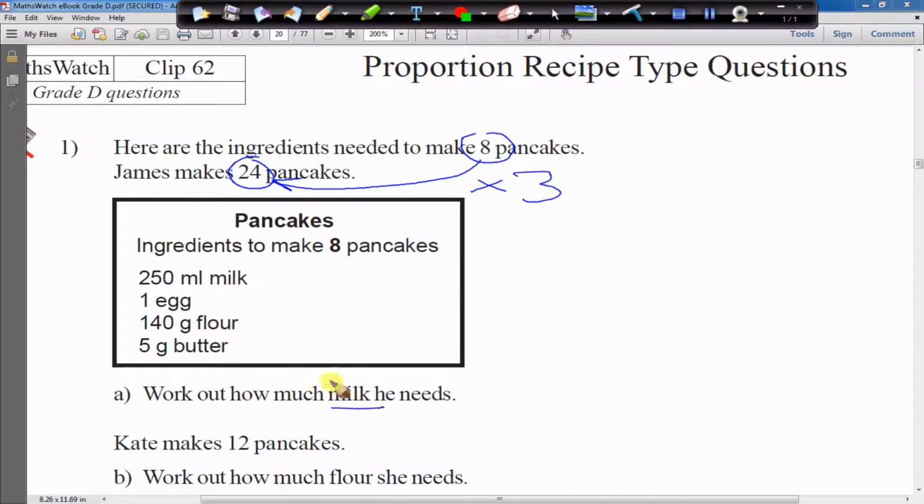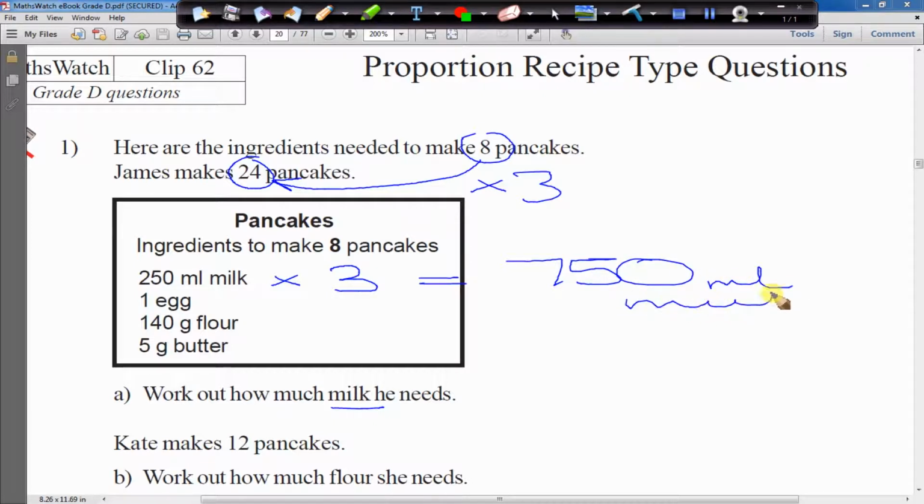So if you're making 3 times the number of pancakes, we need 3 times the number of ingredients. So the milk was normally 250. We have to now multiply it by 3. And that will give us how much will be the new milk? 750 milliliters of milk. Okay? Right. That's the answer for part A. Next one. So if we want you to work out all the ingredients for 24 pancakes, all you'd have to do is then multiply everything by 3 if you had any further questions to do on that.